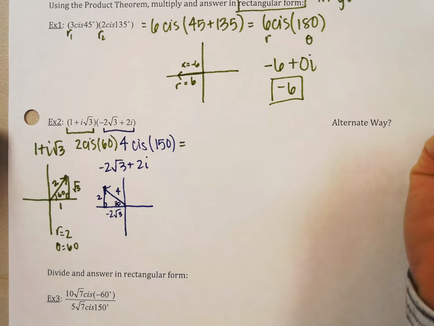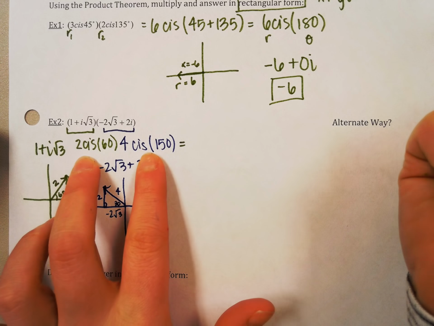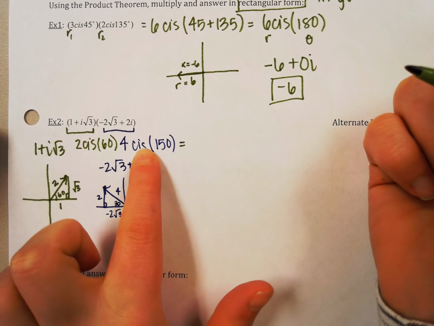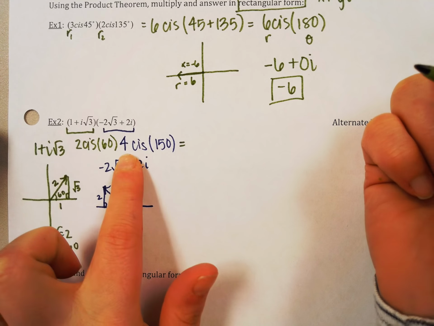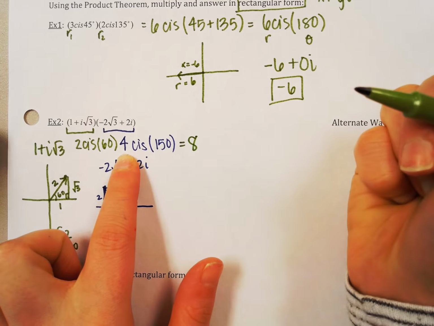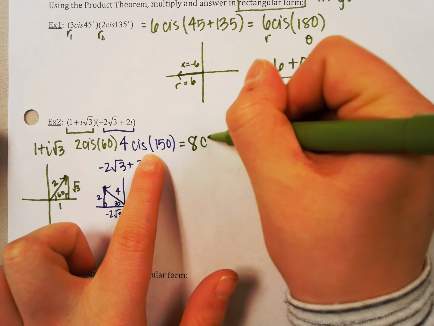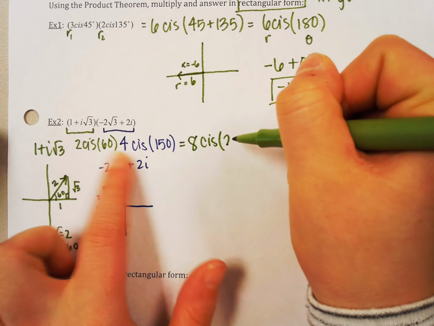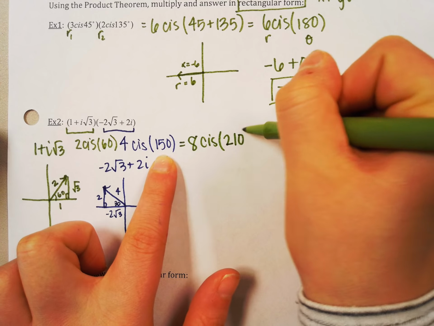Okay, so now we're going to apply the product rule. Now that we have two things that are getting multiplied in polar form, we take our two R values, which are 2 and 4, and multiply and get 8. And then we add our inside angles. So 60 plus 150 is going to be 210.